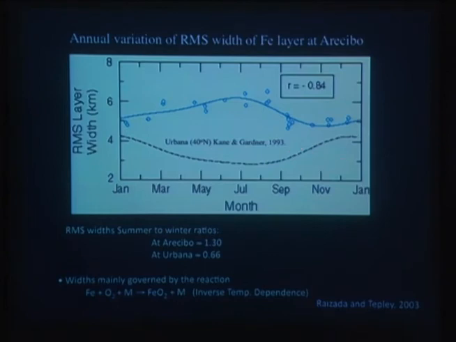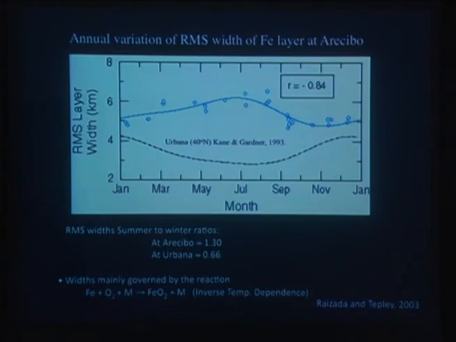There are two interesting things. One is the width ratio, the summer to winter ratio. At Arecibo, it is higher than Urbana, and also they are anti-correlated. The reason for this, if you look at the reaction, is that the layer width will be determined by how fast neutral iron is being lost from the MLT region. This can happen if the iron converts into a stable molecule with a longer lifetime, so it is not available to the lidar.